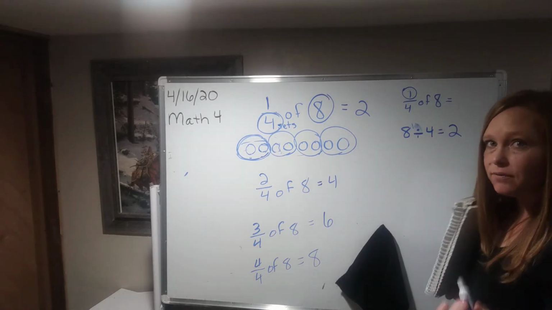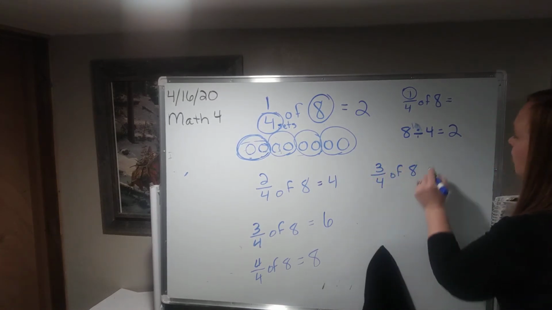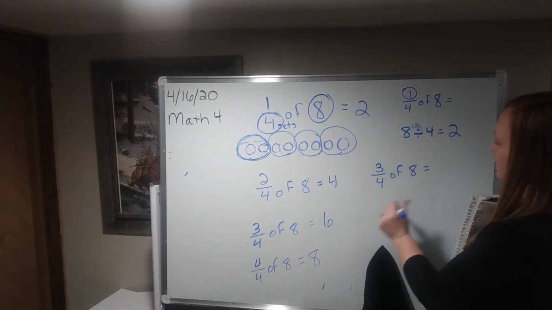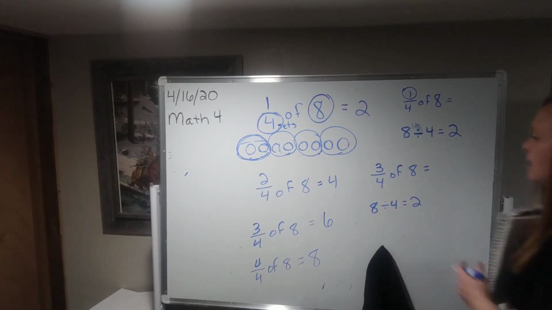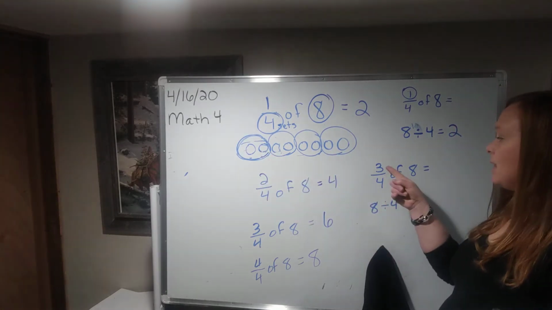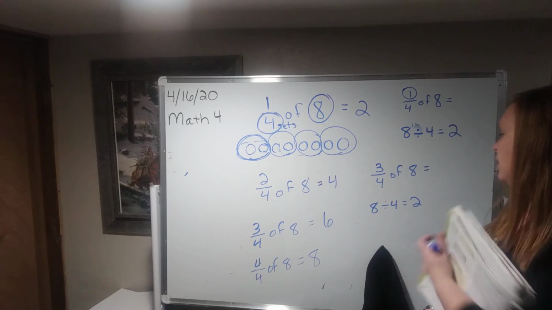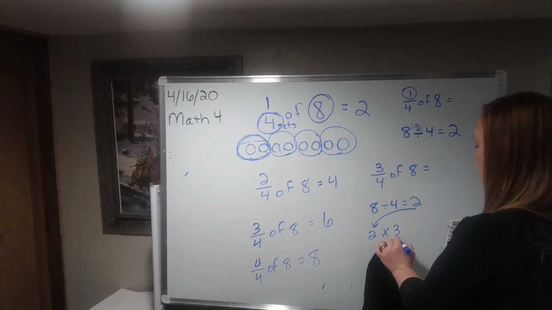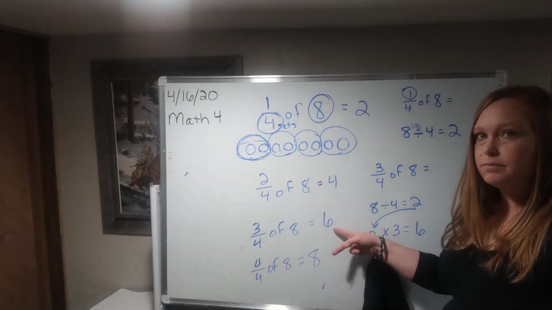But what if I had 3/4? What if I ask what is 3/4 of 8? My process is to take my whole number again and divide it by the denominator, just like I did here. So I take 8 divided by 4, and I get 2. But is 2 my answer? No, 2 is just telling me how many are in each bag. Then I have to think, how many bags do I have? So I take my answer and I multiply it by the numerator. And that equals 6. And 3/4 of 8 does equal 6.